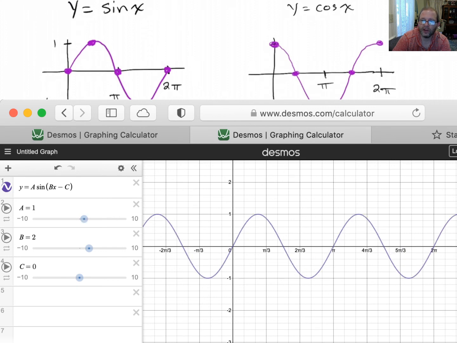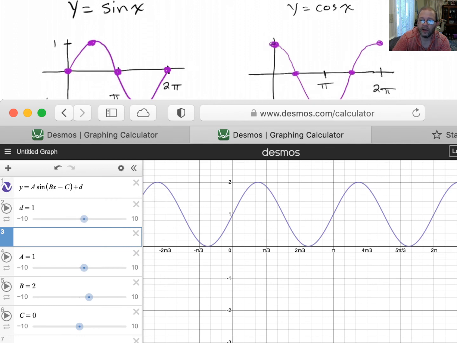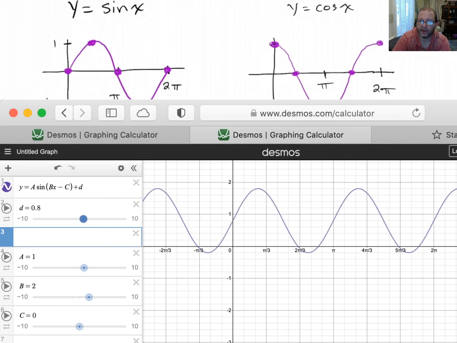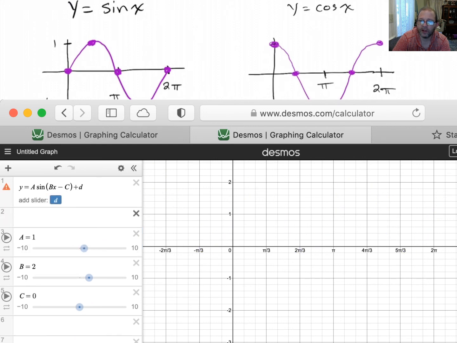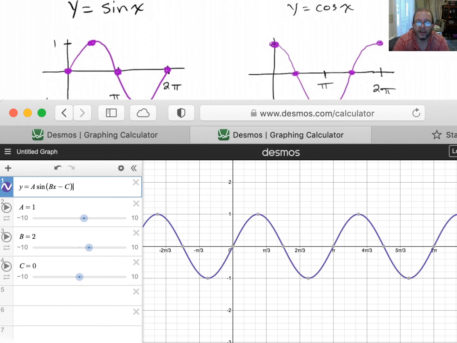Now, one other thing we can do is if you put something else on the end, that will change the midline and let you raise the thing up and down. But the main stuff I want to concentrate on for now is the phase and the amplitude. I'm sorry, the period and the amplitude.